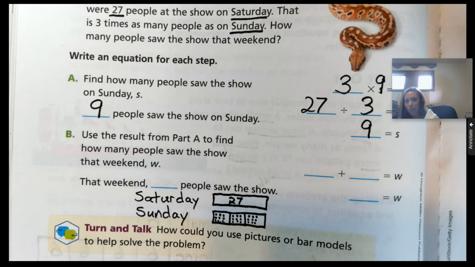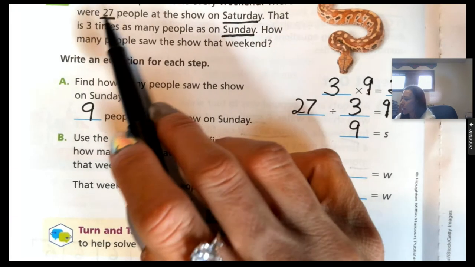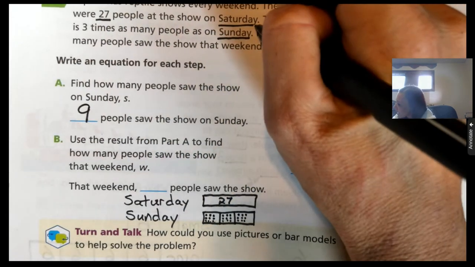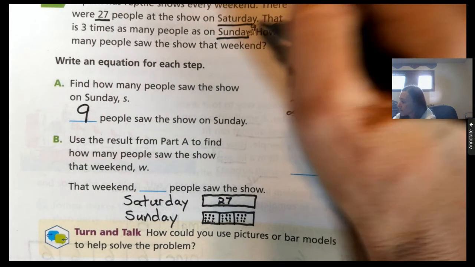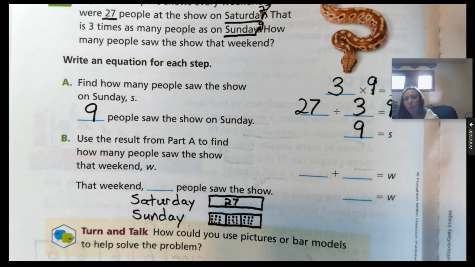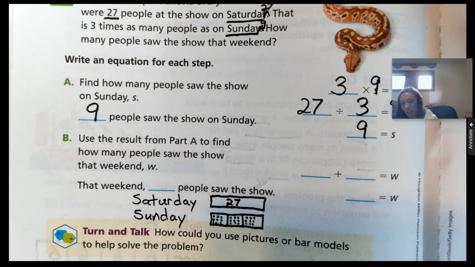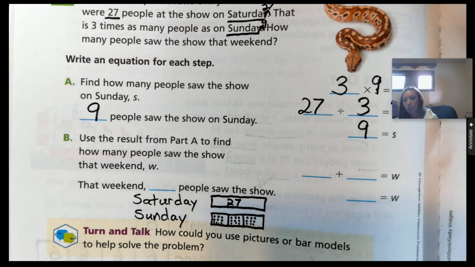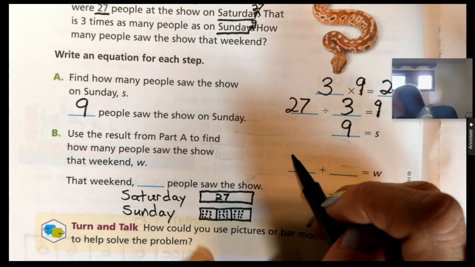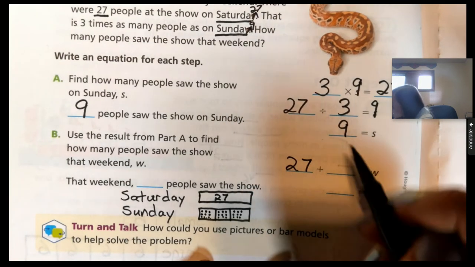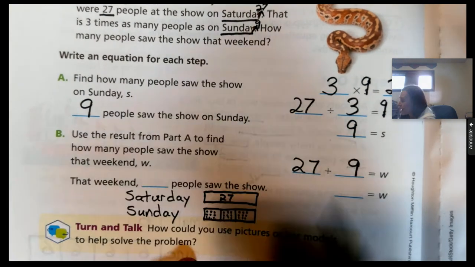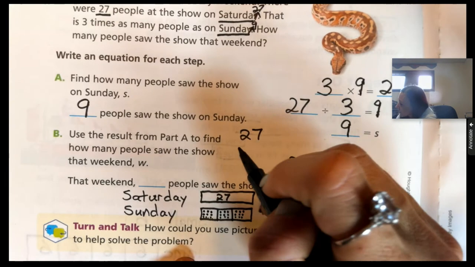So remember, we already knew that 27 people saw it on Saturday. Now we know that 9 people saw it on Sunday. And 27 for Saturday. And if we want to know how many people went all together that weekend, we need to put it all together by adding. So we are going to do 27 plus 9. I'm going to find some space to work again. I'm going to write 27 plus 9 over here.